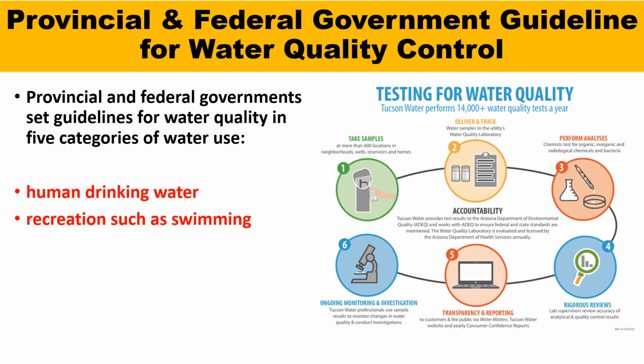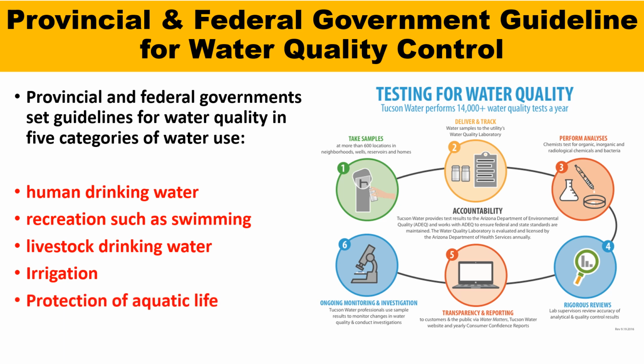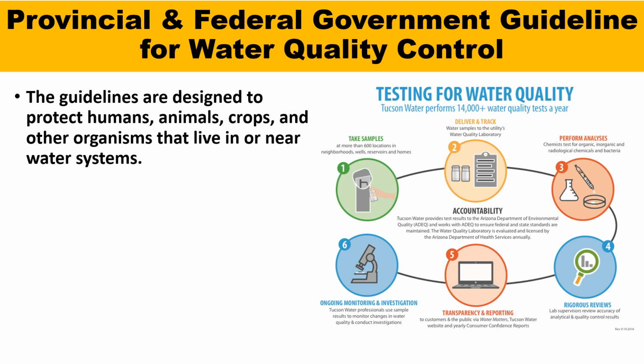Another category for water use is recreational, such as swimming or the spray park, livestock drinking water, like I mentioned in agriculture, irrigation. If you don't remember irrigation, it's better to look at an image on Google. It's used for agriculture, and protection of aquatic life. The guidelines are designed to protect humans, animals, crops, and other organisms that live in or near water systems.